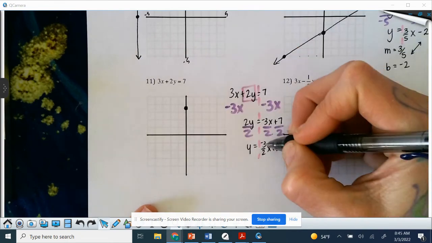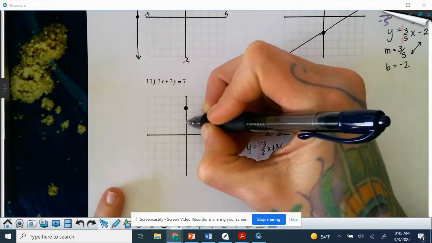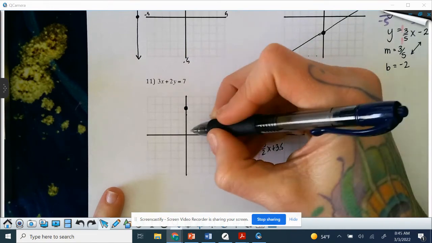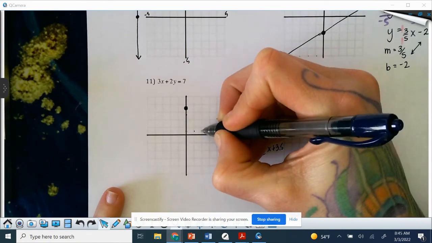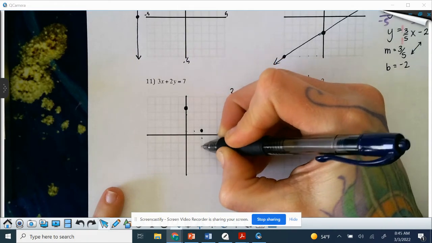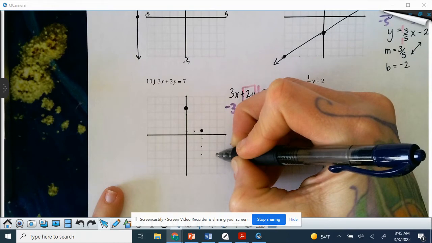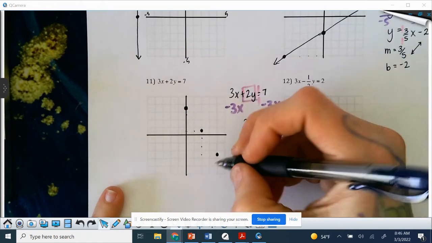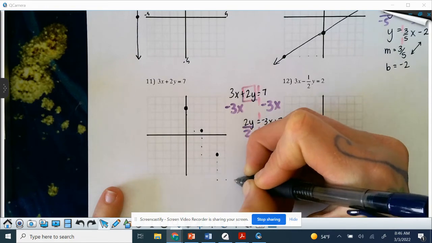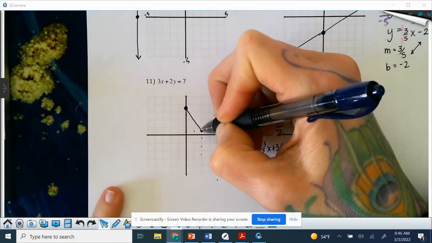And then it goes down 3 and over 2. So I'm going to go 1, 2, 3. And notice I'm going in the halves, right? And then over 2. 1, 2. So down 3. 1, 2, 3. And over 2. And then we're off our page at that point, because otherwise we'd go down 3 and over 2, which is this way. And then we're going to connect our dots, draw our line.